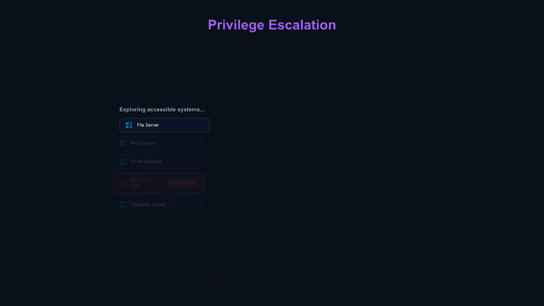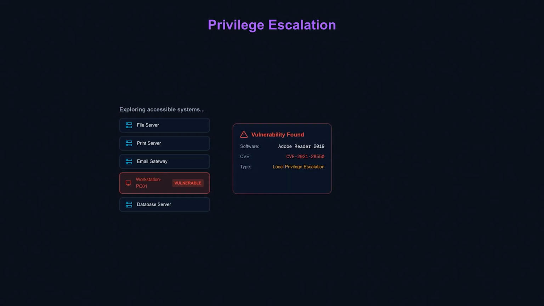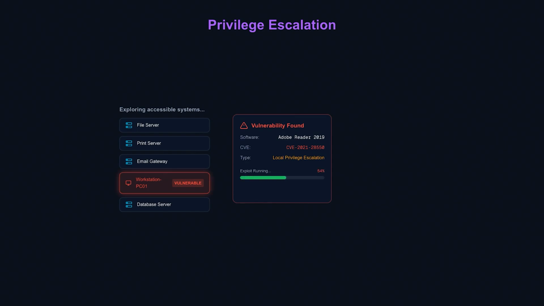Not enough. The attackers need higher privileges. They begin exploring. What can this account access? What other systems are visible? They find the employee's workstation has outdated software with a known local privilege escalation vulnerability.